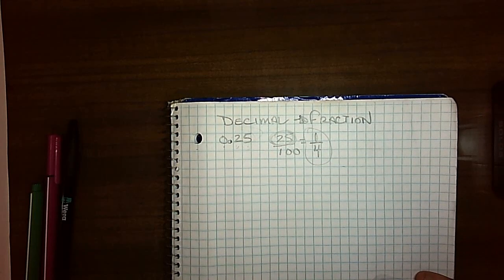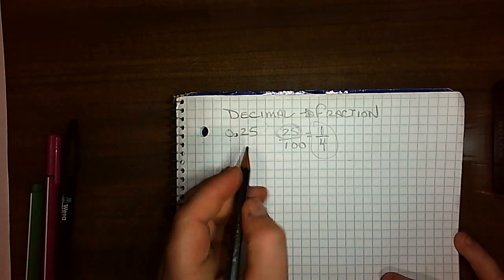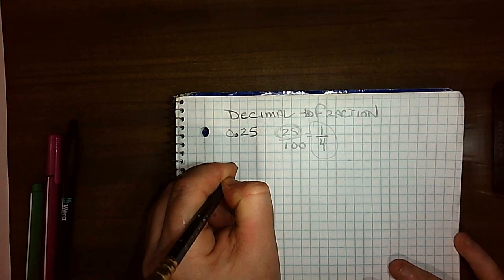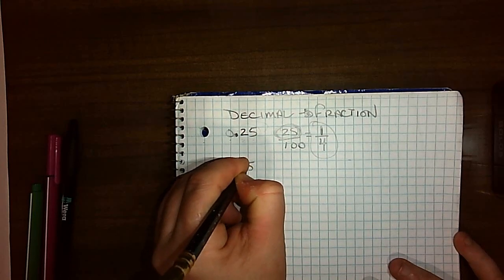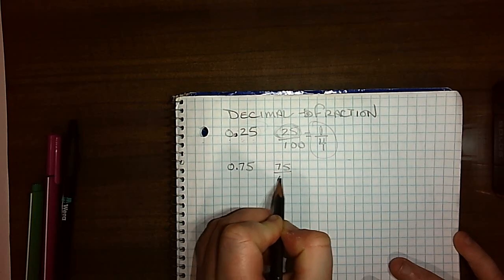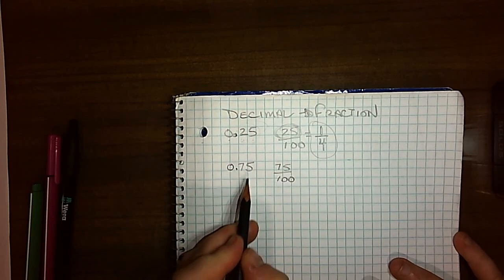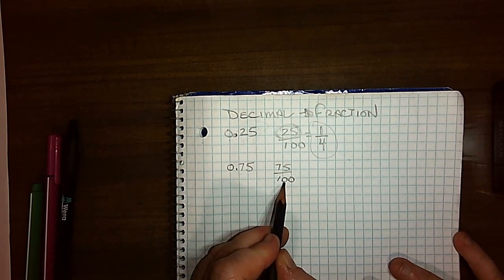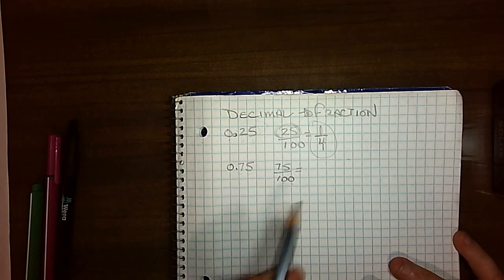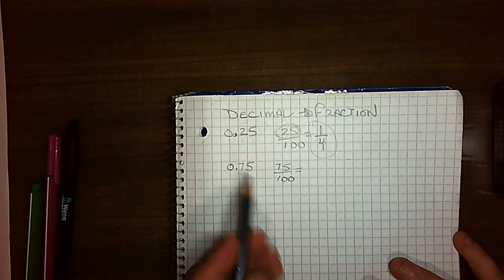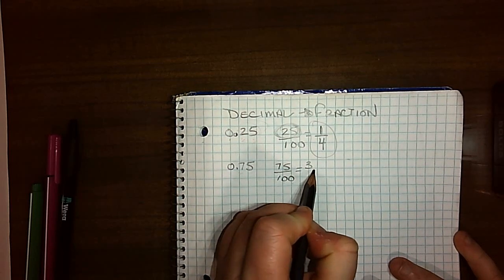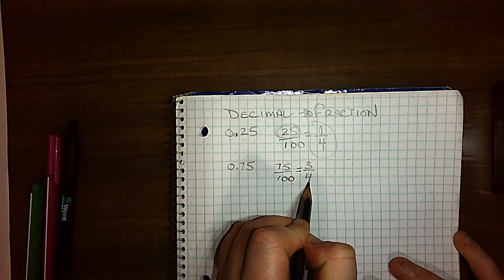Same with the ones we were playing with at first. If I went 0.75, again, it's like 75 over 100, right? Because I've got 2 places, so I add 2 zeros. Again, 25 can go into 75, right? Yeah, it can go in 3 times.